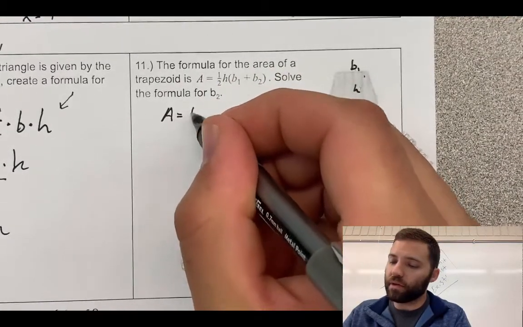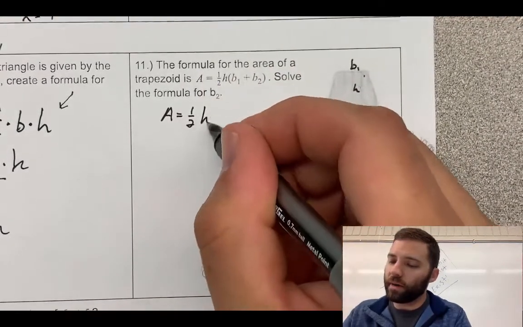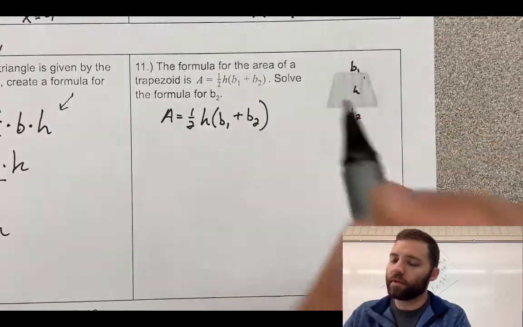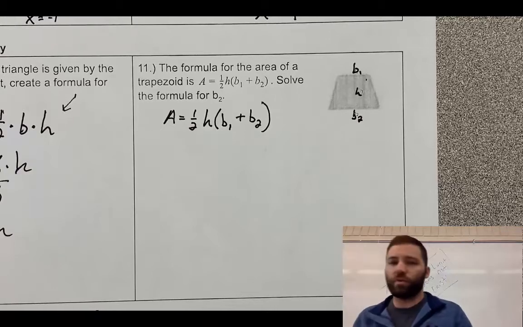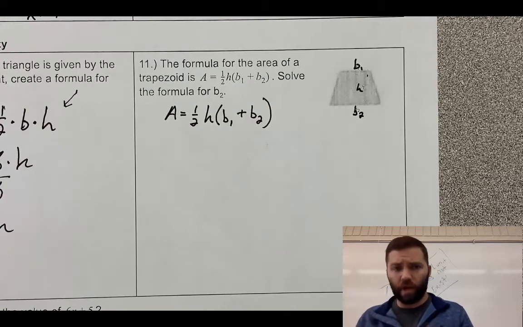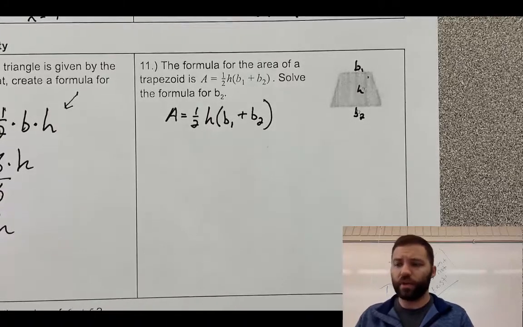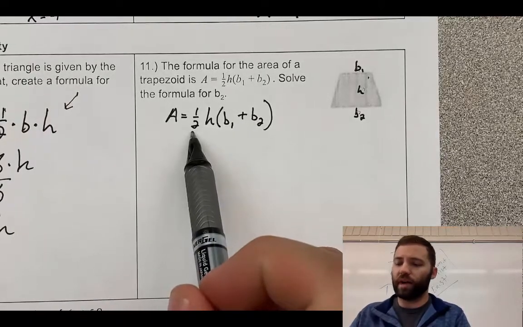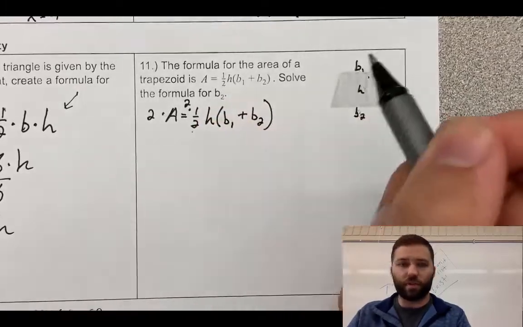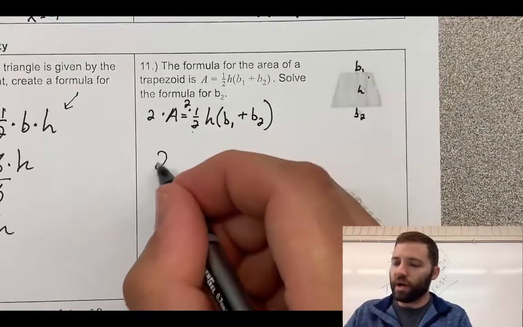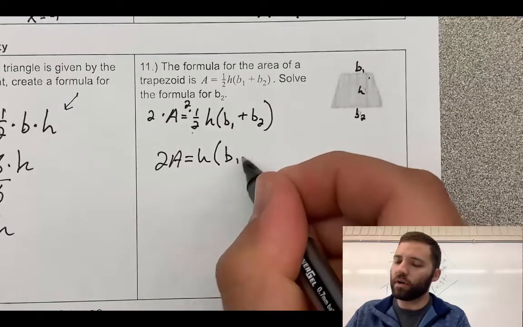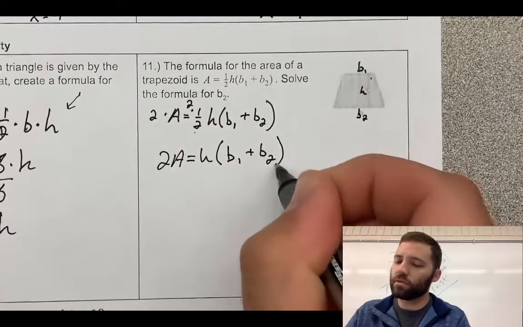So if it's in your book or on a worksheet and it's not written in a convenient spot, then just rewrite it. All right, and so then let's work our way to isolating b sub 2. Again, I have this problem with the 1/2. I'm going to multiply both sides by 2 over 1, or that's just multiplying by 2. Okay, so I have 2a is equal to h times (b sub 1 plus b sub 2).